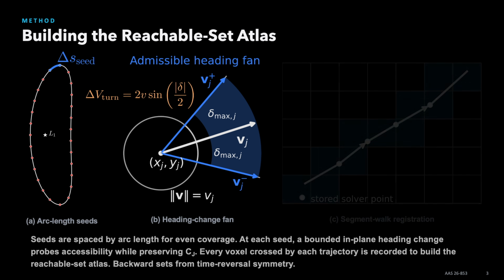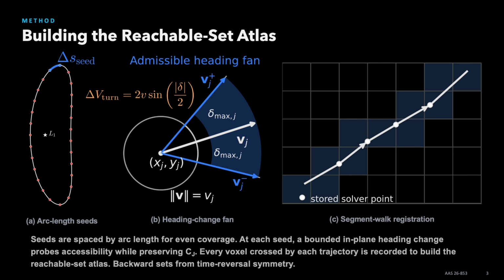the rotating frame. We then propagate each perturbed state and represent the trajectory in a box-discretized phase space, where every voxel is a position and heading. We repeat this process over the orbit and the heading fan, and produce a forward reachable-set atlas. The backward atlas follows from time reversal symmetry.